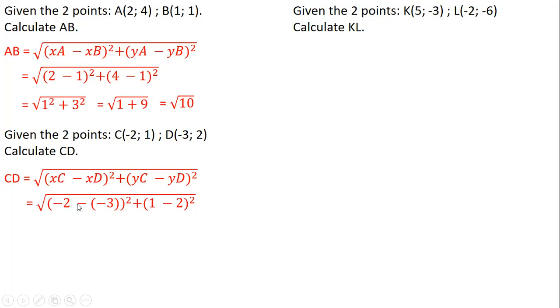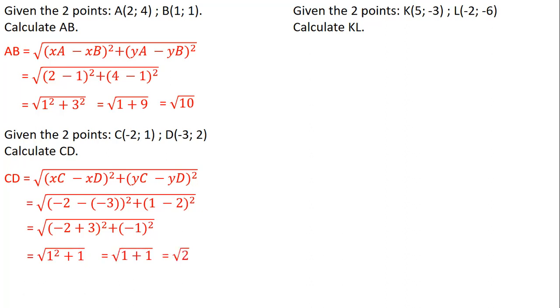Negative and negative, that's positive. So we get minus 2 plus 3, all of it squared. And 1 minus 2 is minus 1, all of it squared. Now, what is minus 2 plus 3, Alex? It's 1. Yes, so 1. And minus 1 squared, which is still going to be 1. So 1 plus 1 is going to be 2. 2 cannot be simplified, so we leave it as it is. Thank you, Alex. Now let me move to Yasmina.